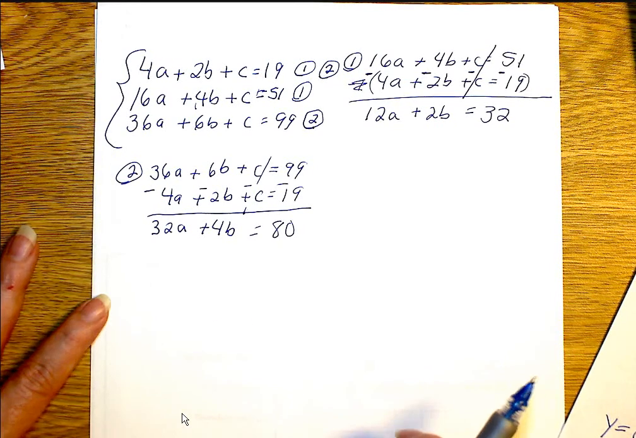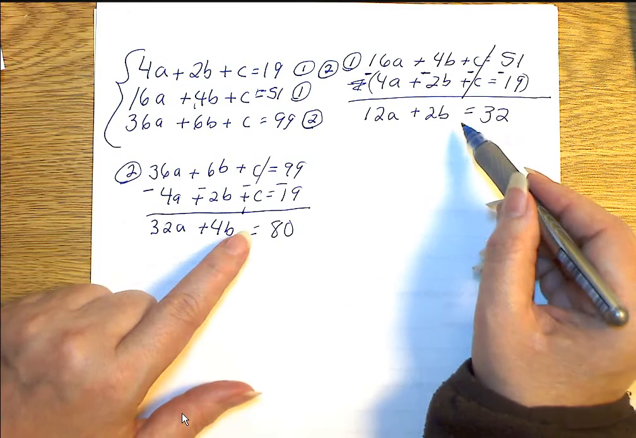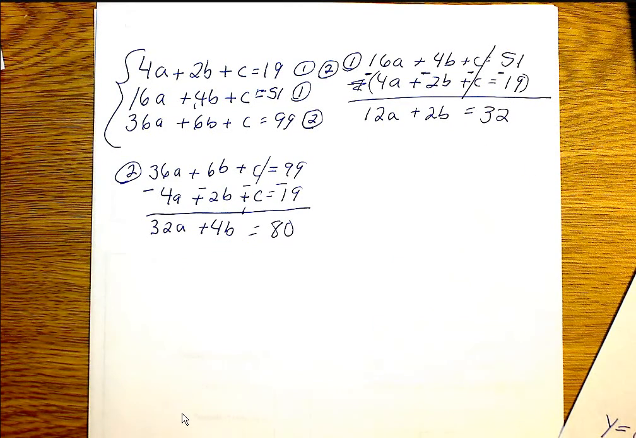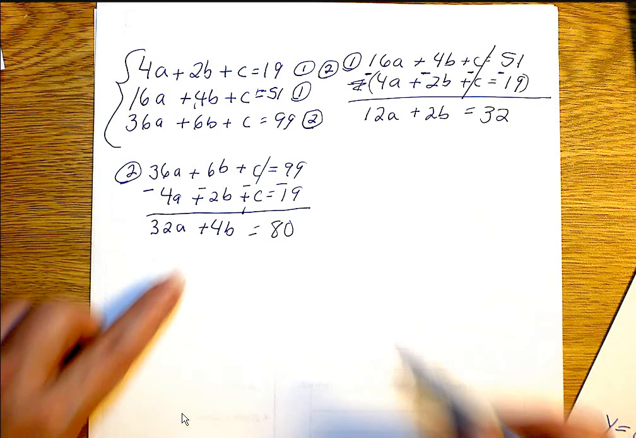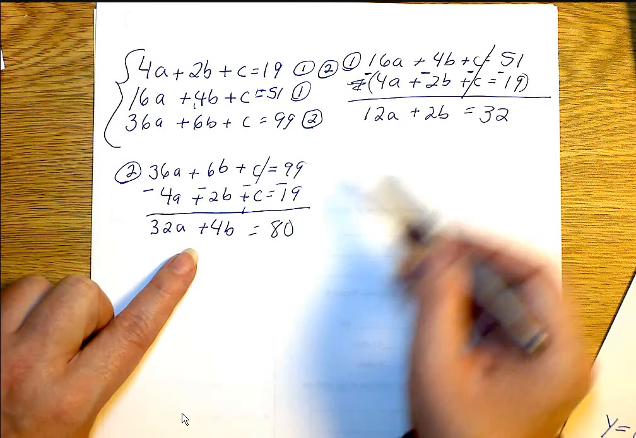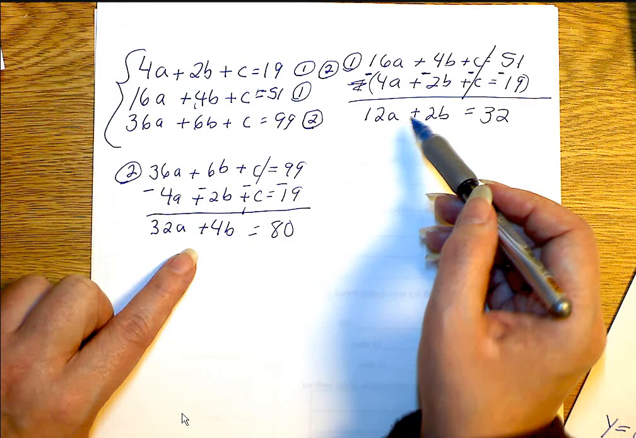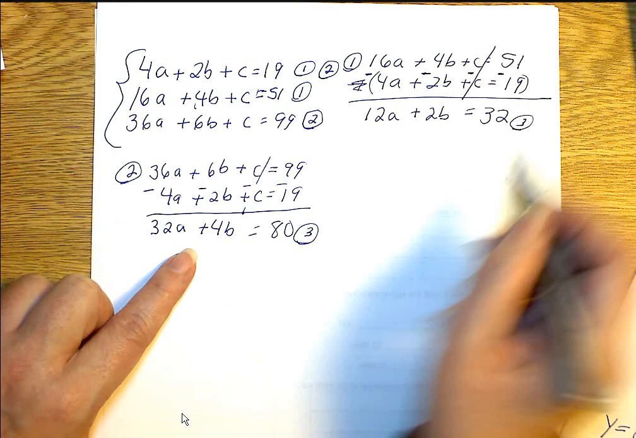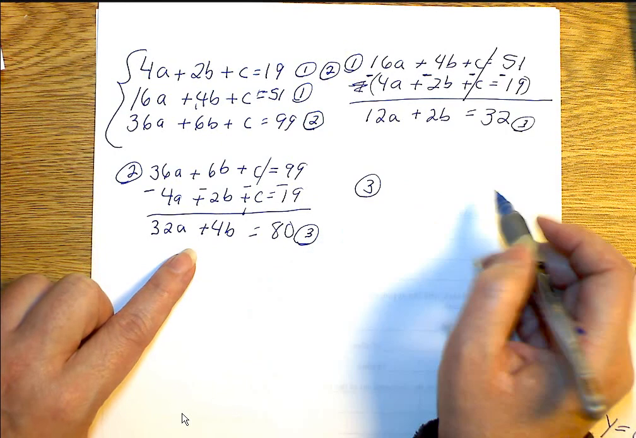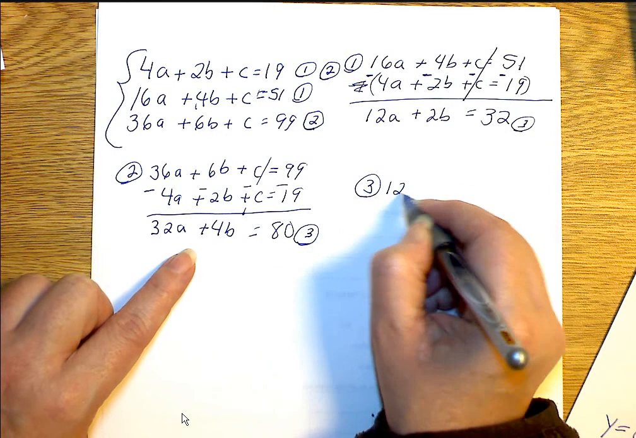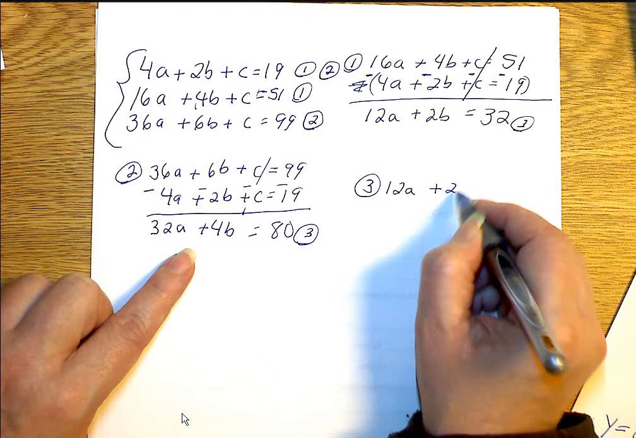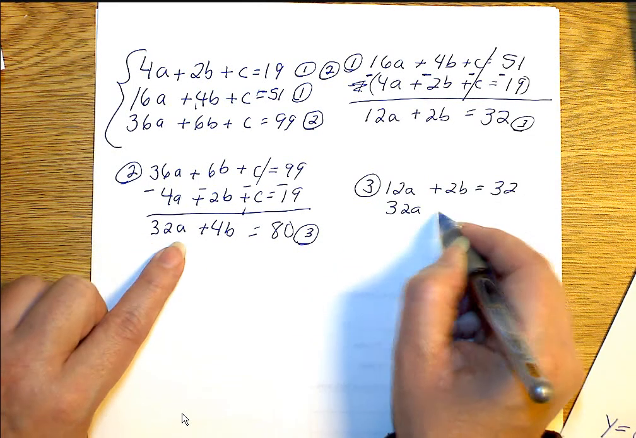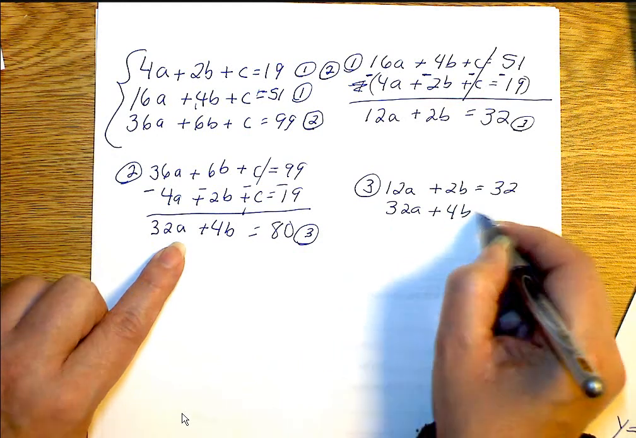Now we have to take these two to get rid of A or B. Right? So I'm going to number it 3, so when you guys are looking at your notes later, we'll number it 3. So 3 is 12A plus 2B is equal to 32, and 32A plus 4B is equal to 80.